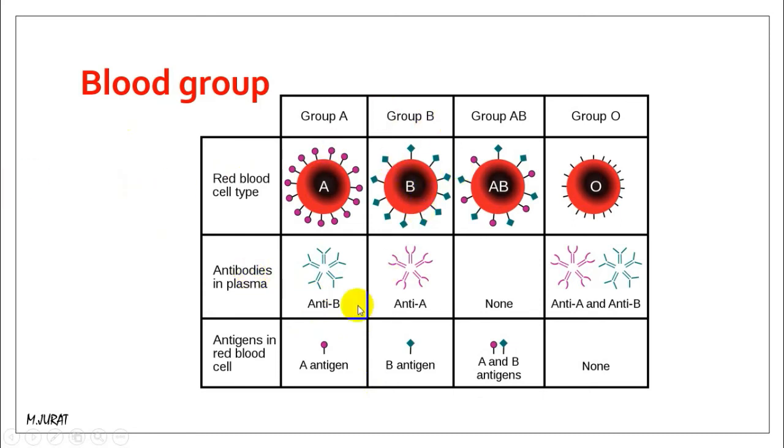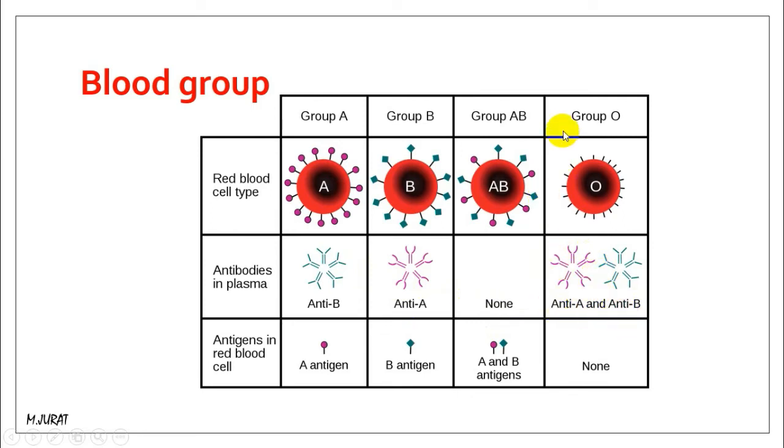And for B group there is anti-A. It means B group cannot get blood from A group. For AB group there are no antibodies. That's why AB group can obtain blood from A group, B group, and O group. And for O group there are anti-A and anti-B.